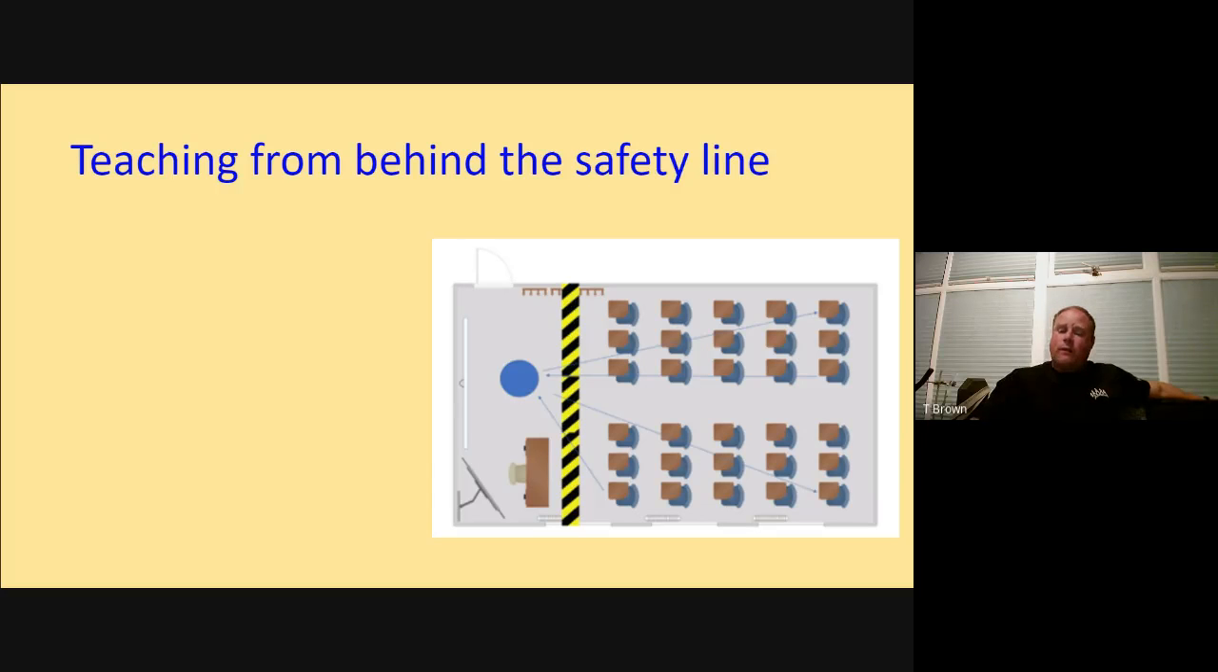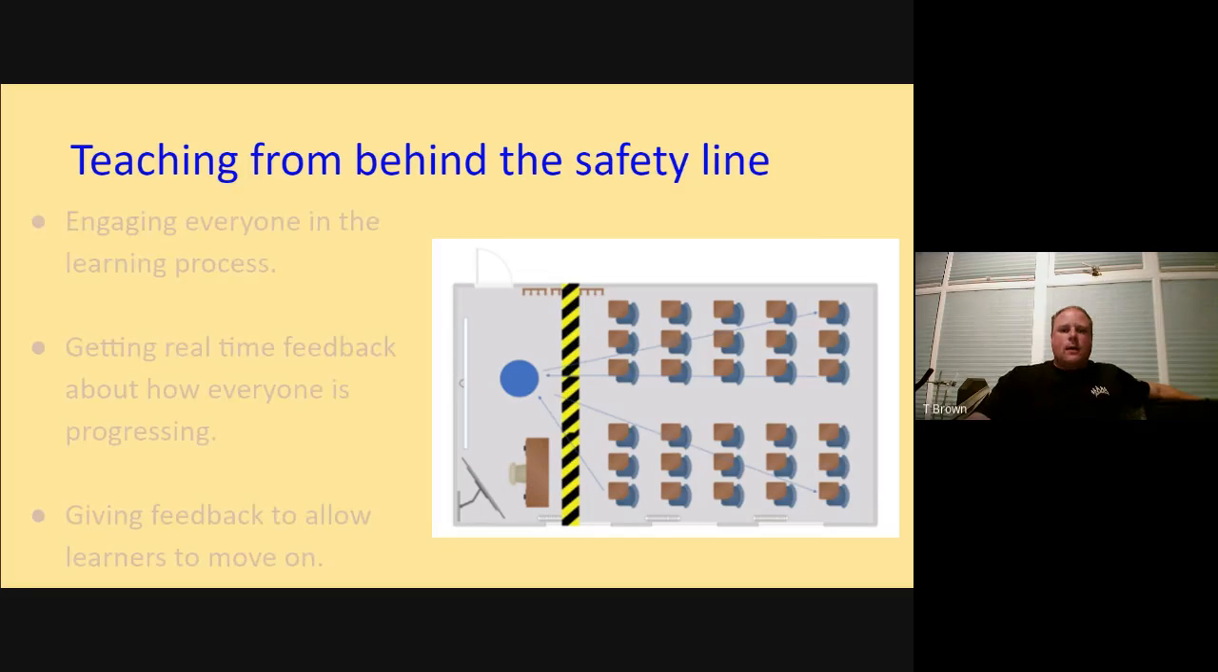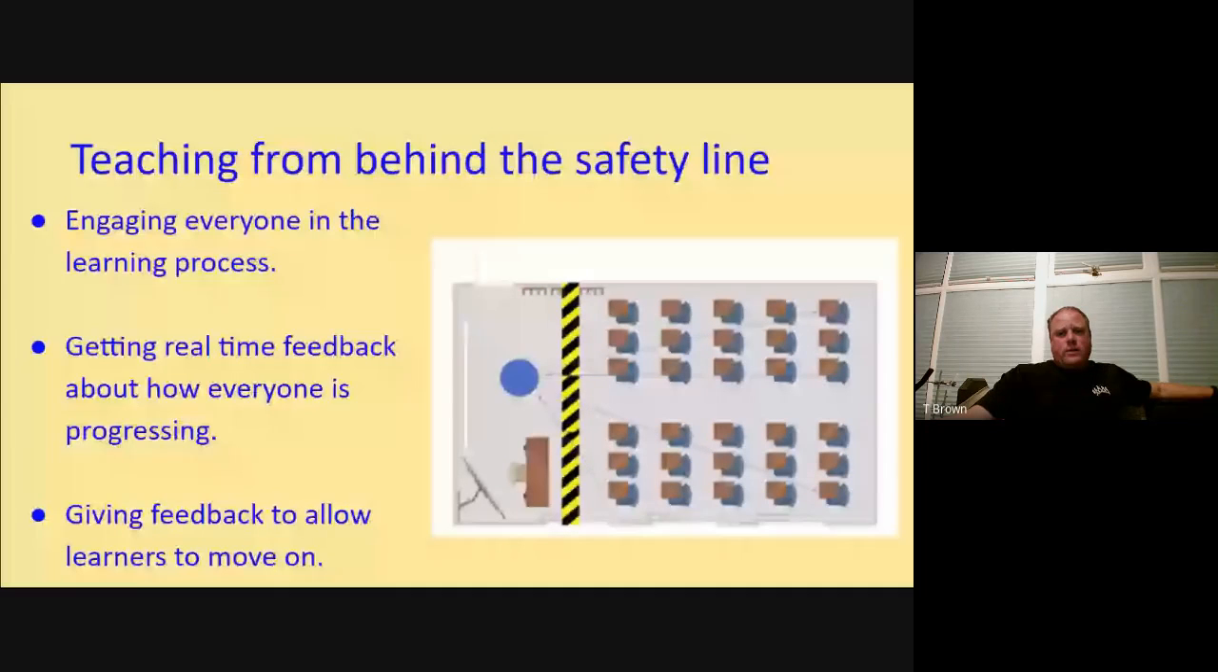And that's because we're spending significant periods of time in the classroom with our youngsters. So how do we get feedback when we're teaching from behind that safety line? Well, in terms of the learners that we've got in front of us, these 3 queries, these 3 questions, these 3 points need to be made. How are we going to engage everybody in the learning process? What are the hooks that we're using? How do we ensure that all the youngsters are switched on? How do we get real-time feedback about how everyone is progressing? What are the tools that we use? And finally, giving feedback to the youngsters, giving them feedback on how they progress, on how they move on, is really, really important.